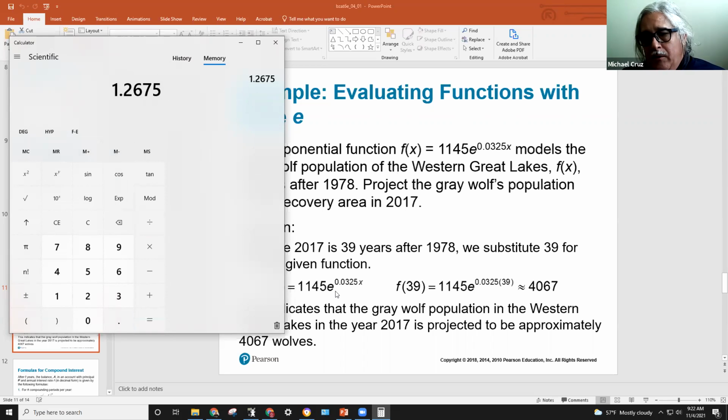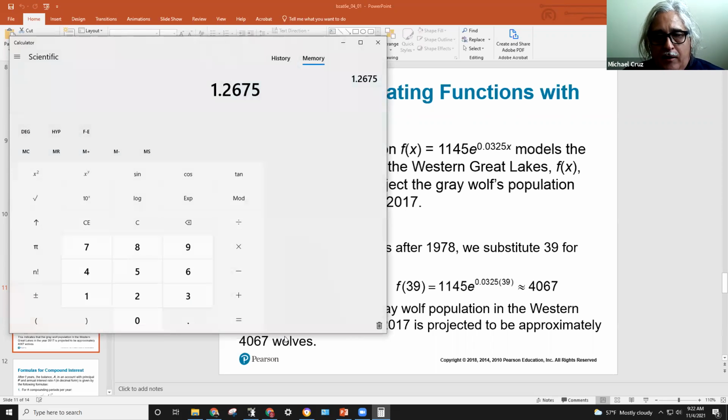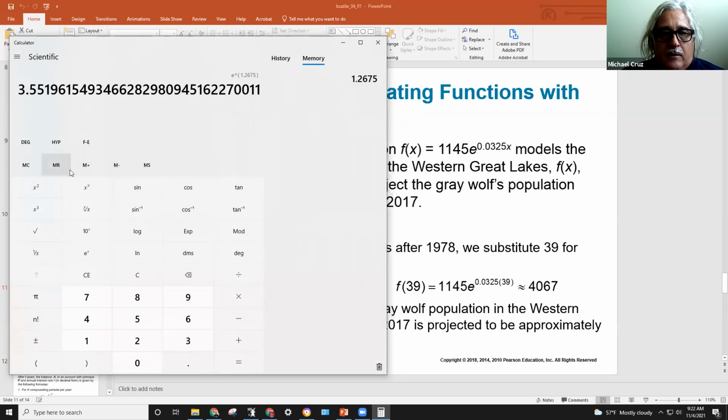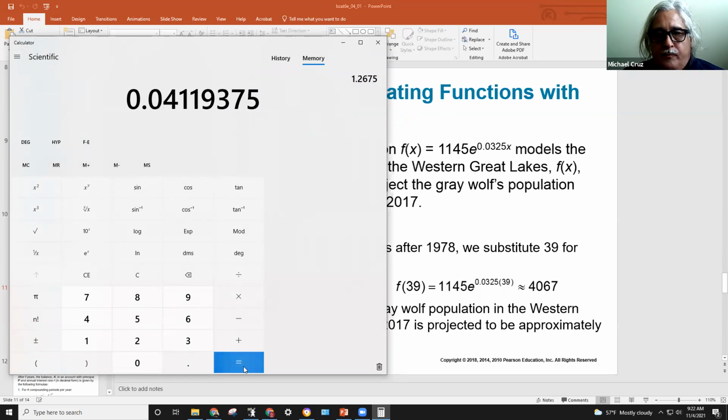Now, we're going to take E, and again, the way this thing works, I got to make it bigger. If you got the regular calculator, then you can just do it. So we got to take E to the memory recall. So that gives us 0.04119375.